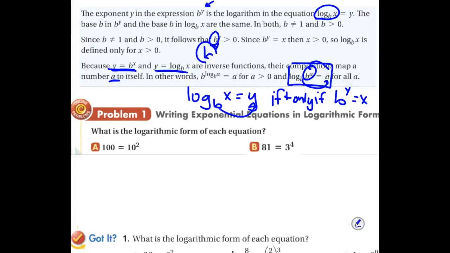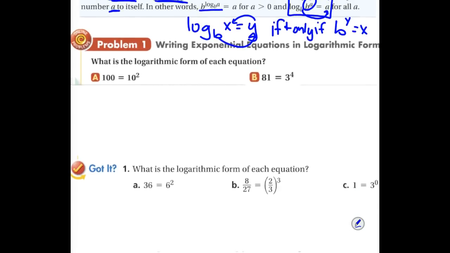Our other statement here says b raised to log base b of a is also a. In other words, they're going to undo each other. We'll look at those a little bit more in our next section when we start talking about the properties, all the properties of logs.